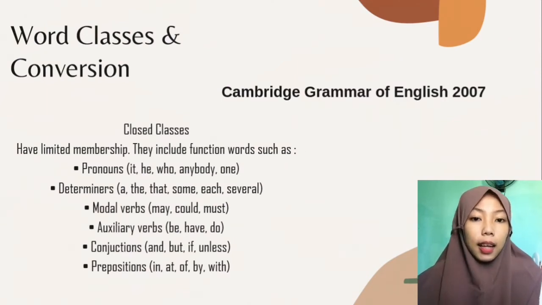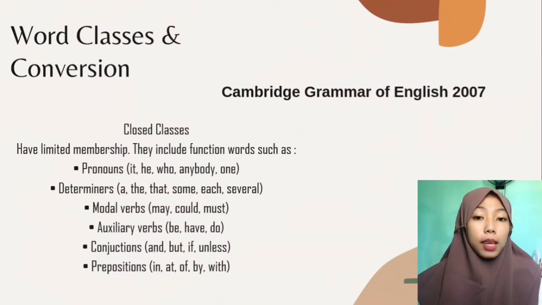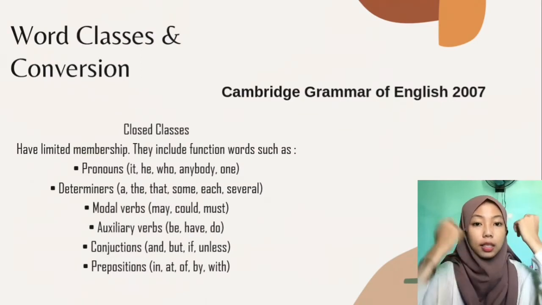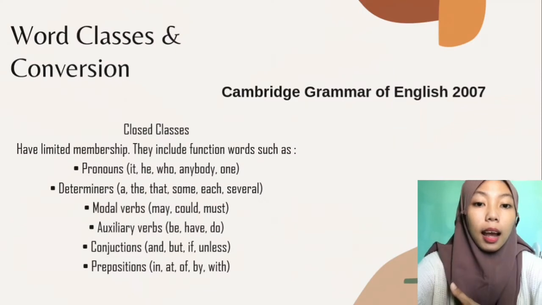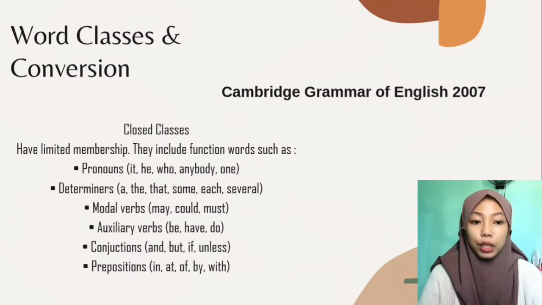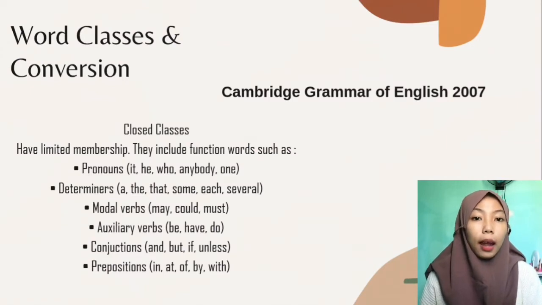And then the next is modal verbs, for example, may, could, and must. And then auxiliary verbs, for example, be, have, and do. And then conjunctions, for example, and, but, if, and unless. And the last is prepositions, for example, in, at, of, by, and with.